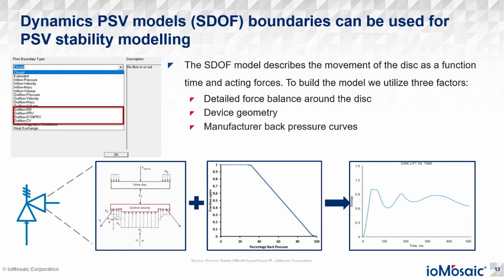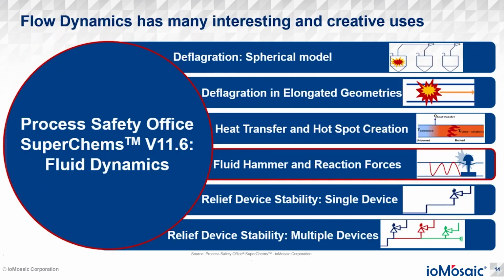That's all built into SuperChems, and using these dynamic descriptions and net force balances on the disk, we can describe how the disk moves dynamically with each of those forces acting downwards or upwards. So that's a bit about how we can create those boundary conditions.